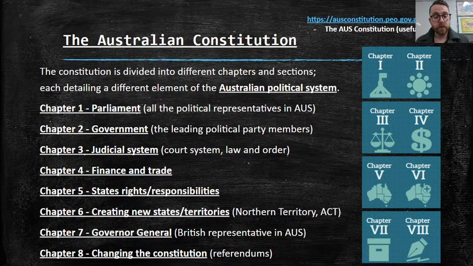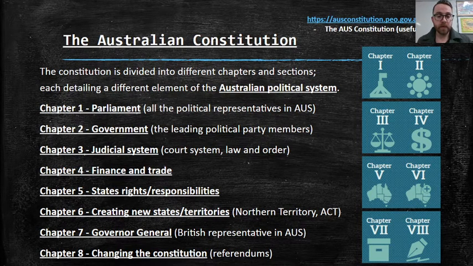Chapter 3 looks at the judicial system, so the court system. We've actually got a lot of different courts in Australia, and different courts look at different matters. Like, you're not going to go to the Supreme Court of Australia for a parking ticket. You'll probably go to the Magistrates' Court.